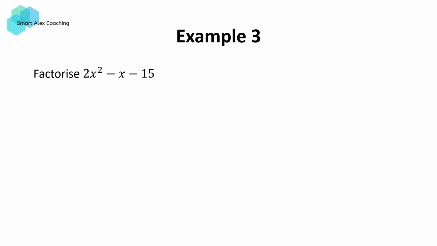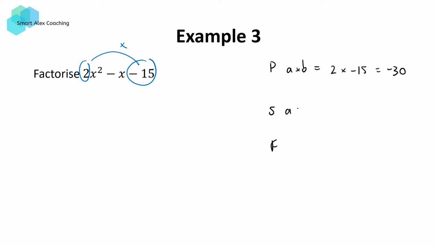In example 3, we want to pay a little bit more attention to the sign. Writing out PSF on the side, this time we're looking for two numbers, A and B, that multiply to give 2 times negative 15, or negative 30. That's where the 2 and the negative come from. At the same time, A and B must add to give the coefficient of x, which in this case is negative 1. Take care that it's not 0, but negative 1. Doing some mental calculation again, our numbers A and B would be negative 6 and 5.